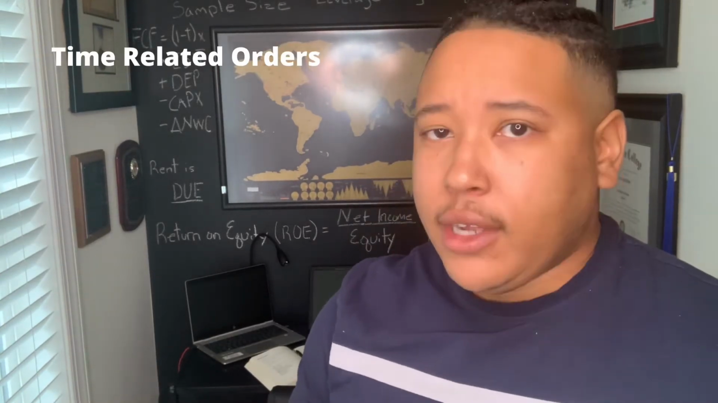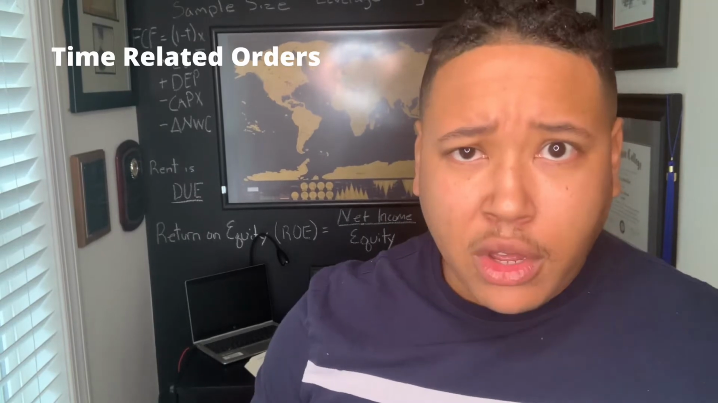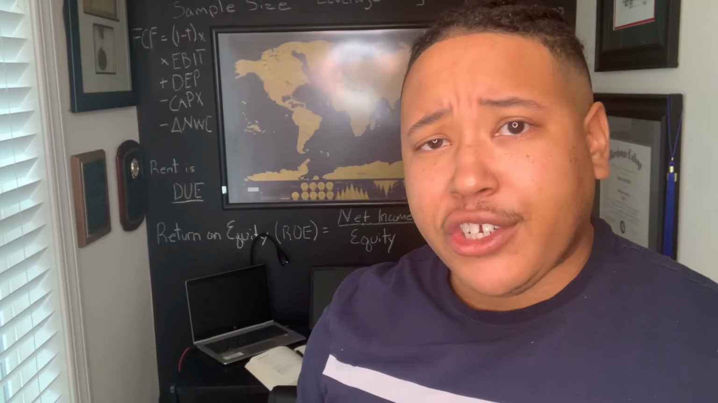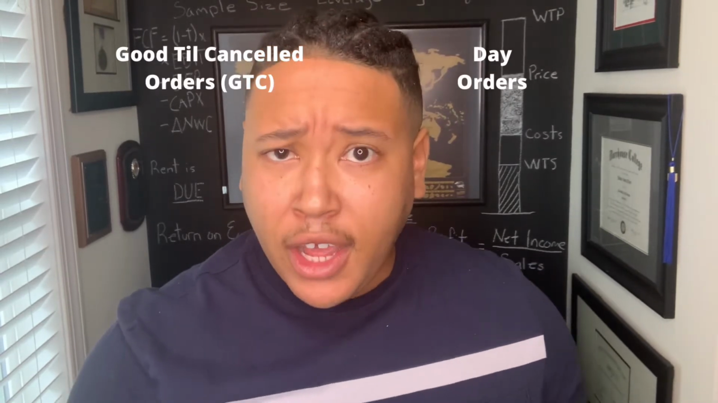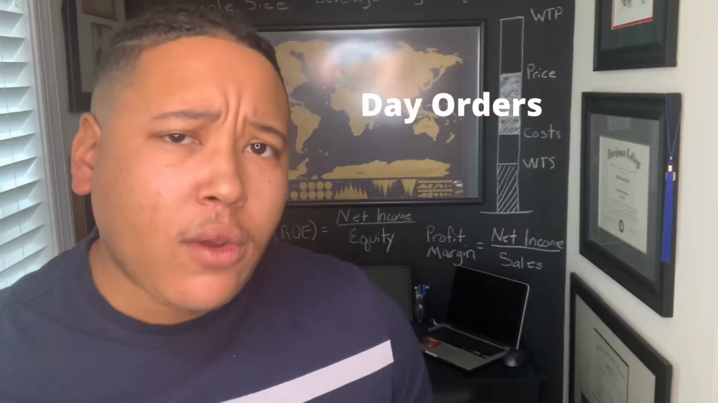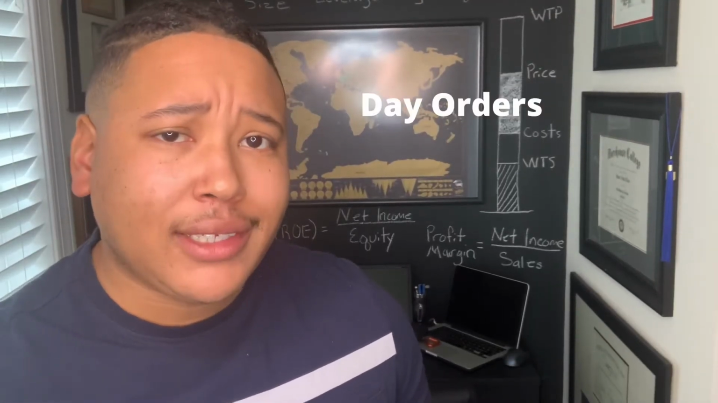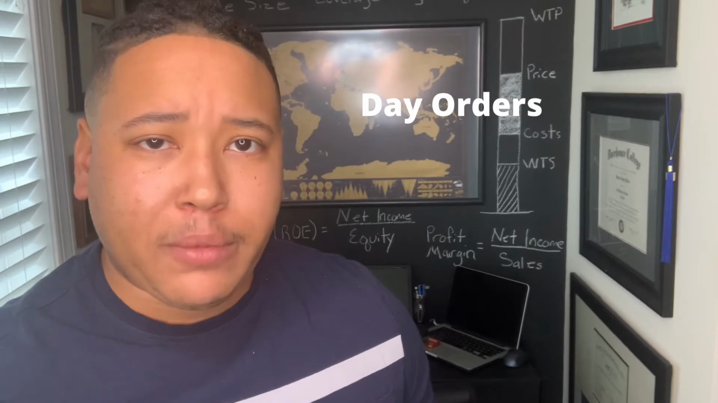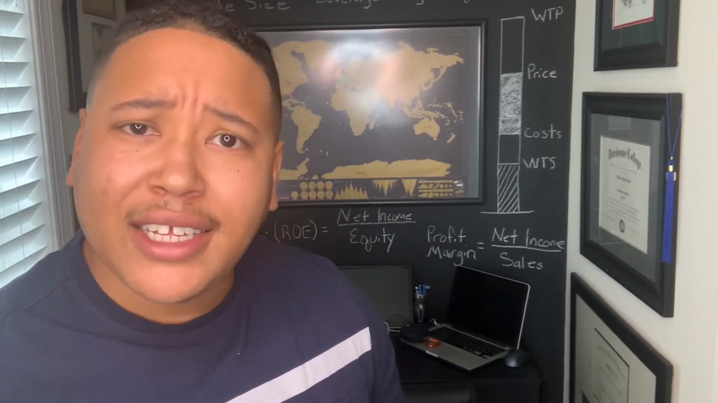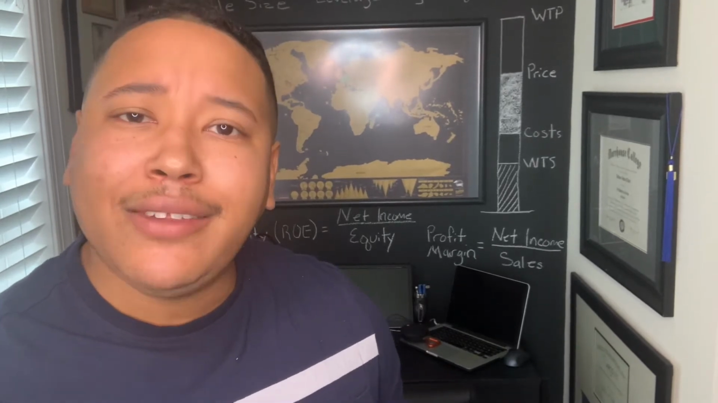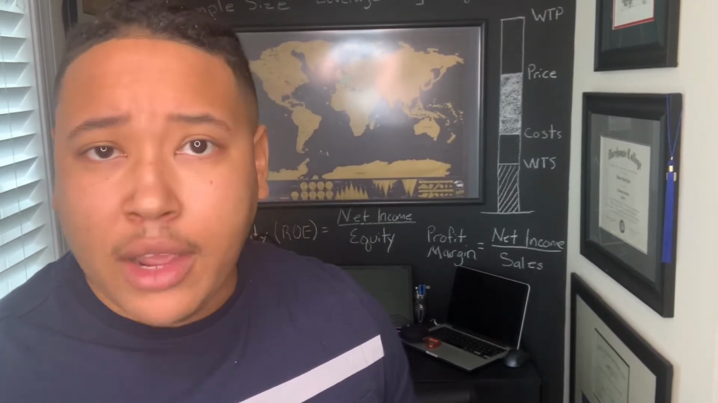Time-related orders are exactly what they sound like: orders with an established time limit. Now, these are typically used in combination with condition-related orders, which we will describe next. The two most common time-related orders are day orders and good till cancel orders, also referred to as GTC orders. Day orders are orders to buy or sell a stock that expire at the end of a particular trading day. If you place a day order for a stock at a particular price and the stock never hits that price, at the end of the day, your order will expire and your trade will never execute.